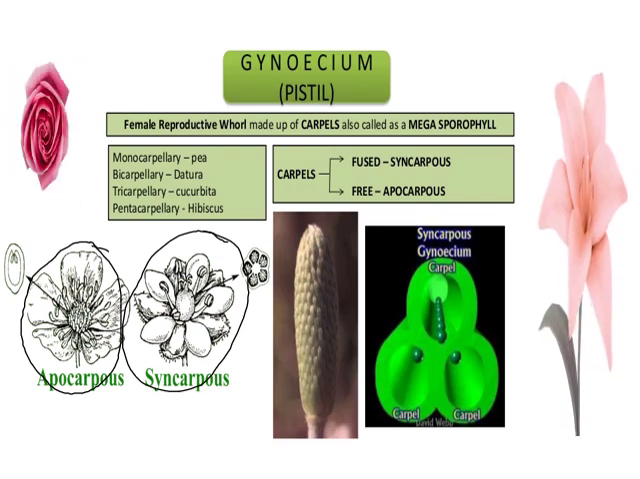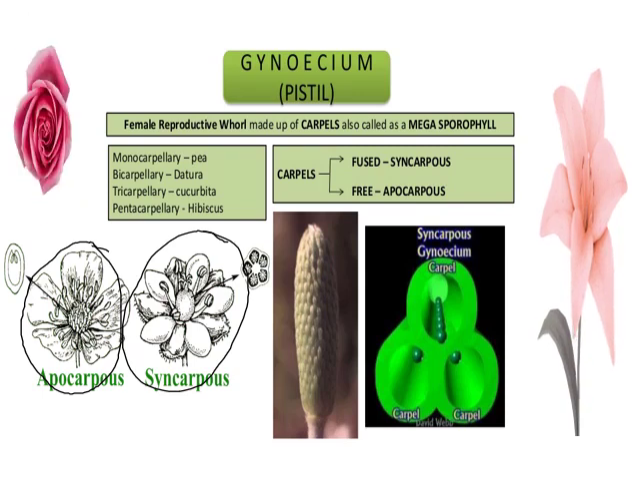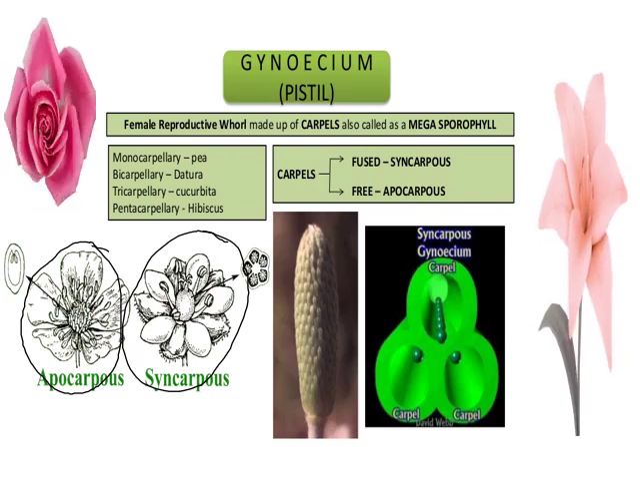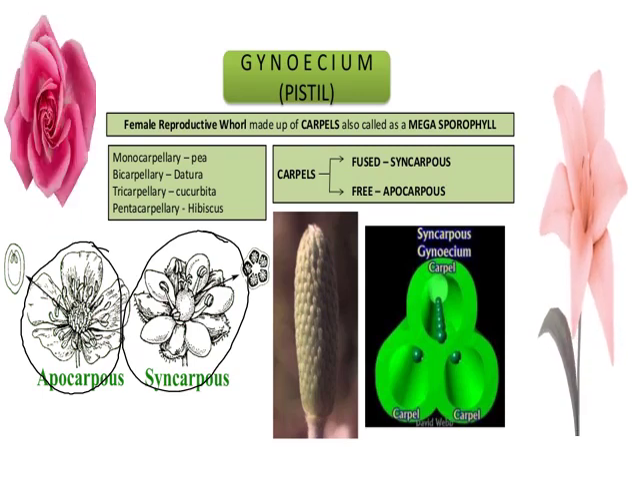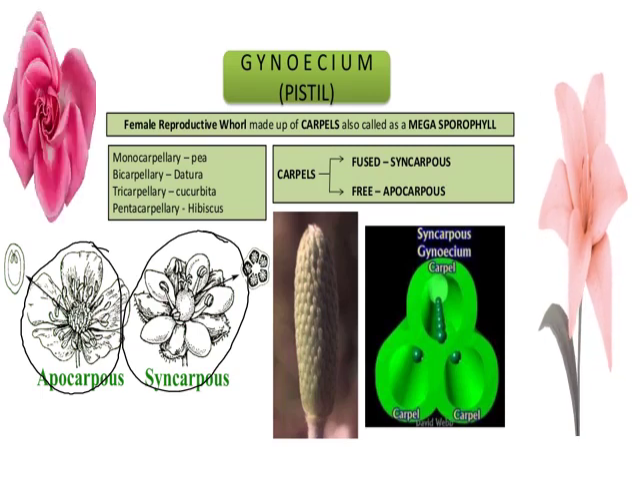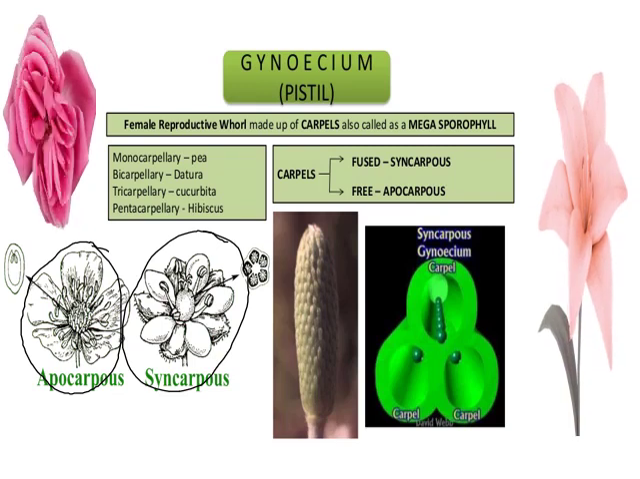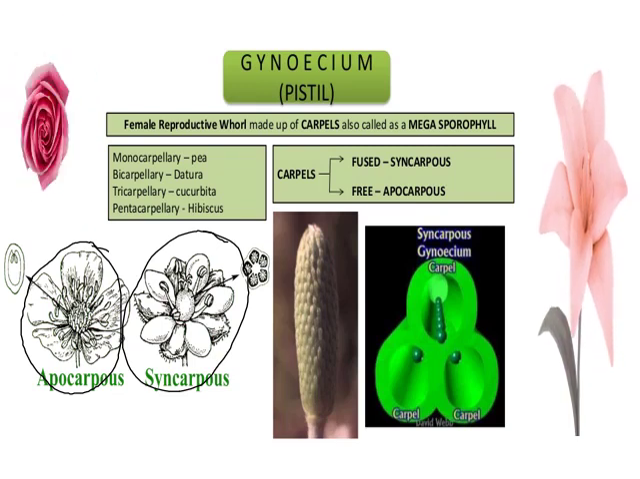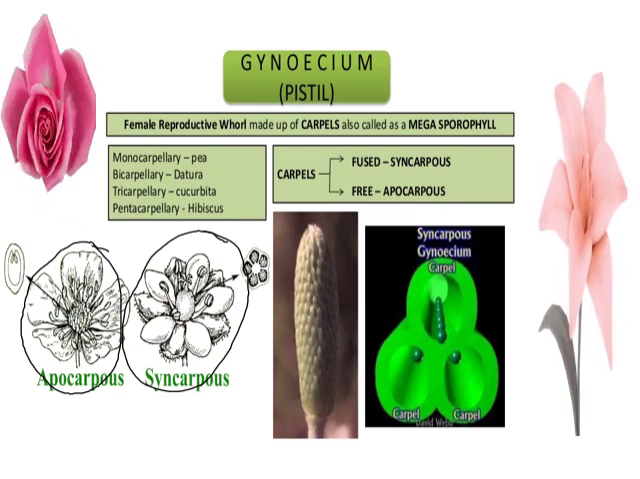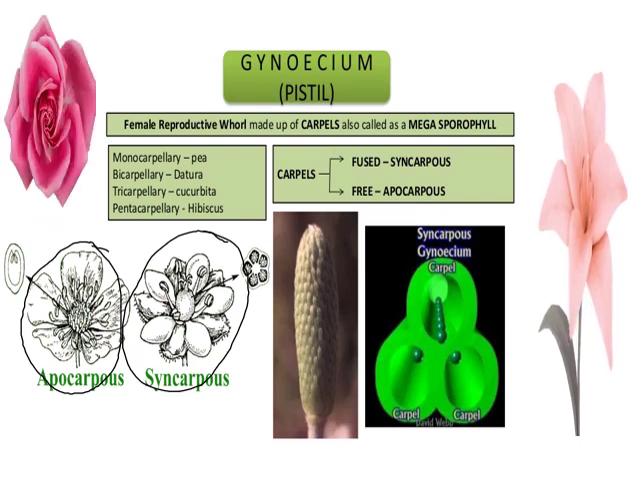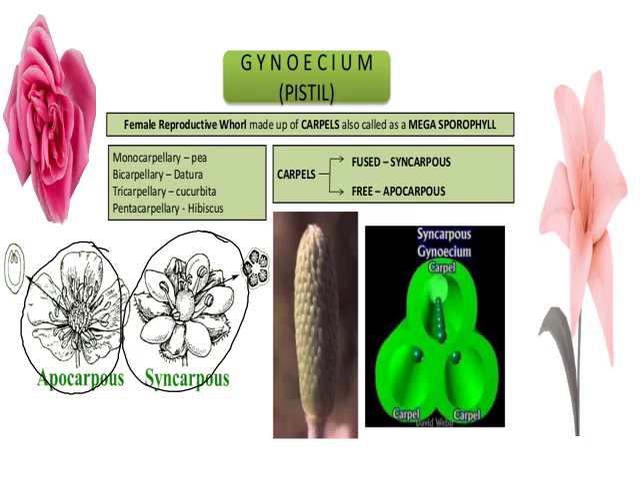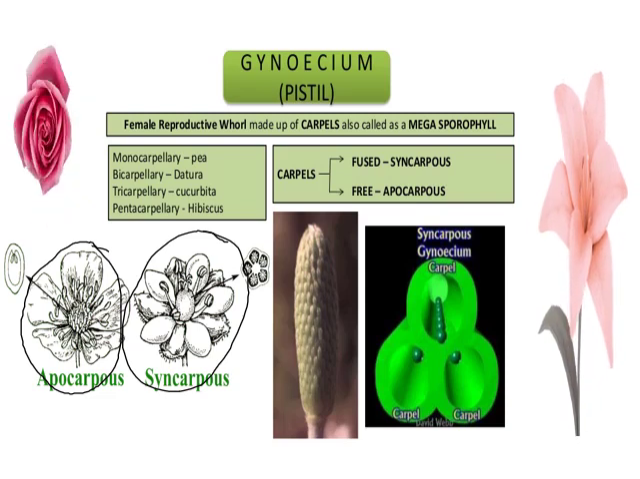So the gynoecium may be monocarpellary, which means the gynoecium consists of a single carpel, as shown in the example. Similarly, the next is bicarpellary, in which the gynoecium consists of two carpels, and these carpels may be free or fused. The next one is tricarpellary, in which the gynoecium consists of three carpels. The next one is polycarpellary, in which the gynoecium consists of many free or fused carpels.